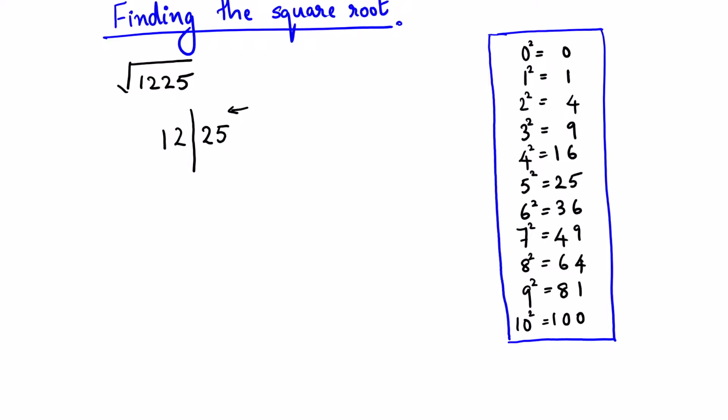So it will have a tens place and a ones place. This is the tens digit, and this is the ones digit. To find out the tens digit you have to consider this 12. Whatever is remaining after two digits from the right, that number you have to consider. So here that number is 12.